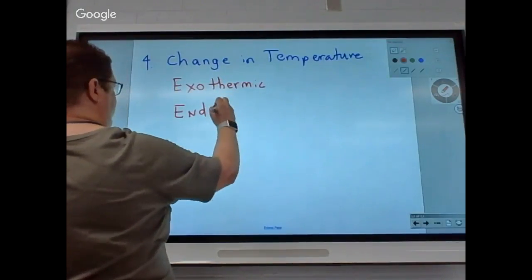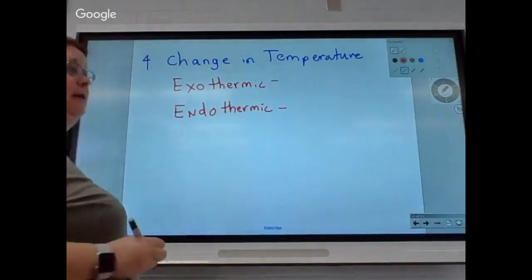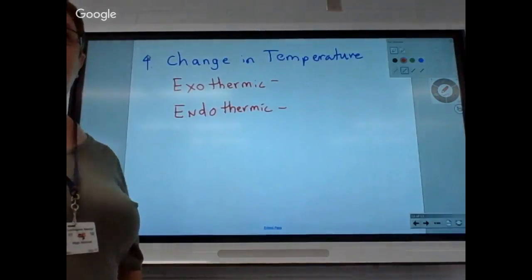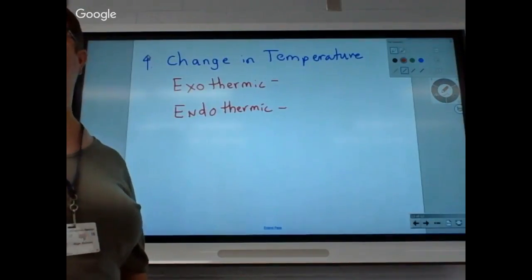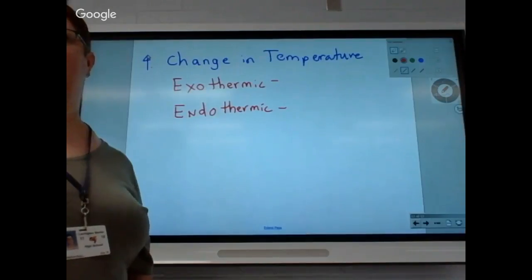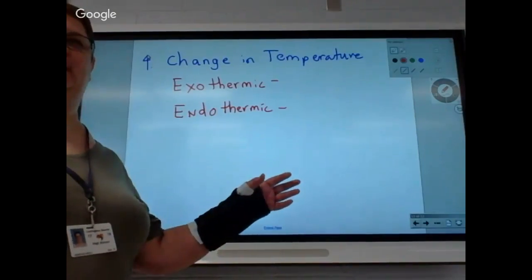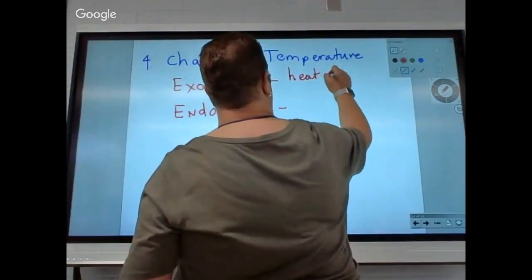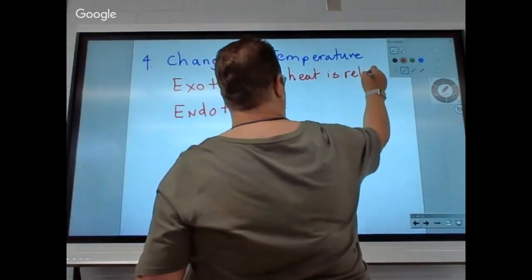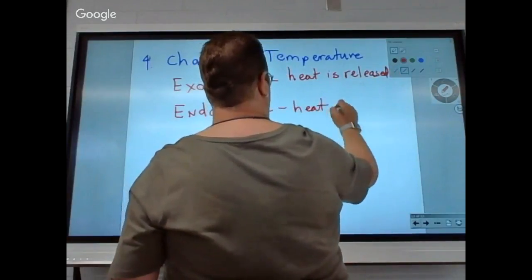Exothermic and endothermic. Now, y'all remember what the words mean? Both of them are about heat. What happens to the heat is what I want to know. One gives off heat and one absorbs it. Which one gives off the heat? Exothermic. Okay, exothermic, heat is released. Endothermic, heat is absorbed.